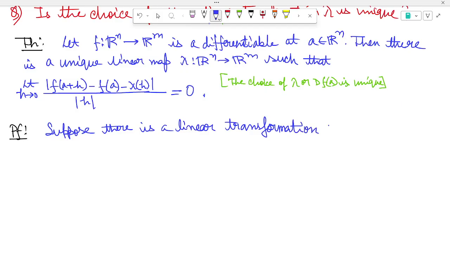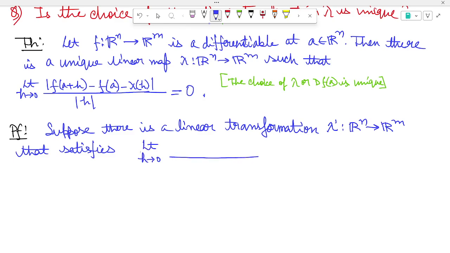Suppose we name it lambda dash, from R^n to R^m, that satisfies the same ratio: the limit as h tends to 0 of (f(a + h) - f(a) - lambda dash h) divided by the norm of h goes to 0. Suppose we assume that.